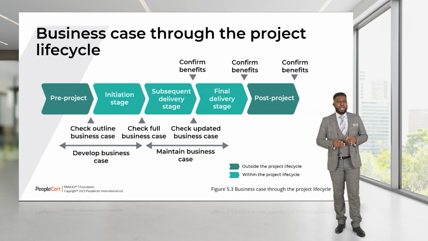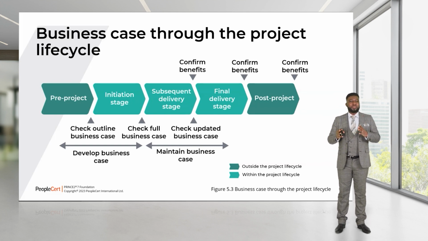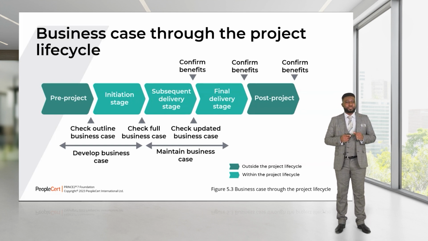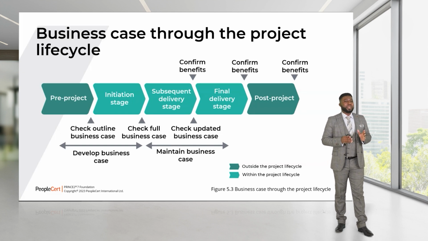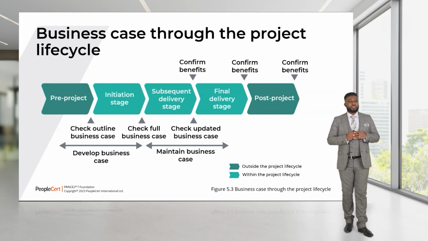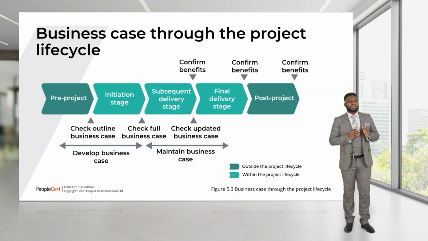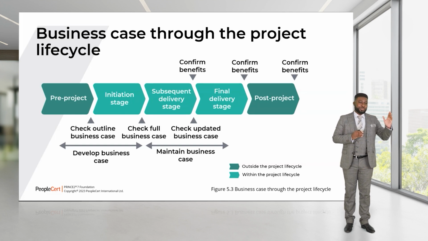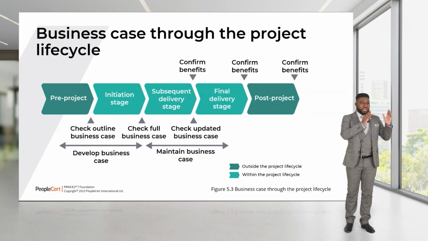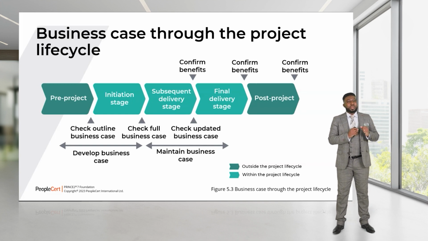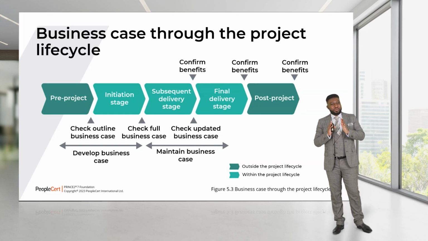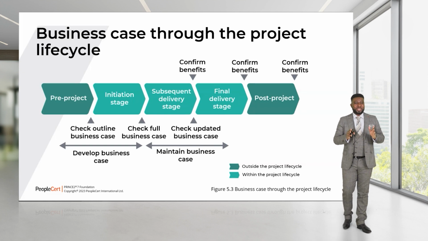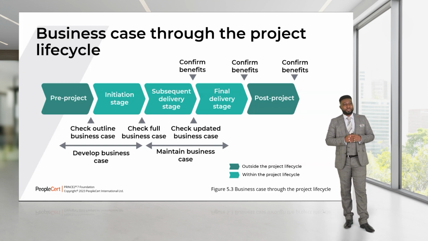So, let's have a look at how we develop a business case through the project lifecycle. The first step is to develop a business case. And we will develop a business case. We start in the starting up a project process where we develop the outline. Then we will complete our development of a business case in the initiating a project process. By the end of the initiation stage, we have a full business case, fully developed.